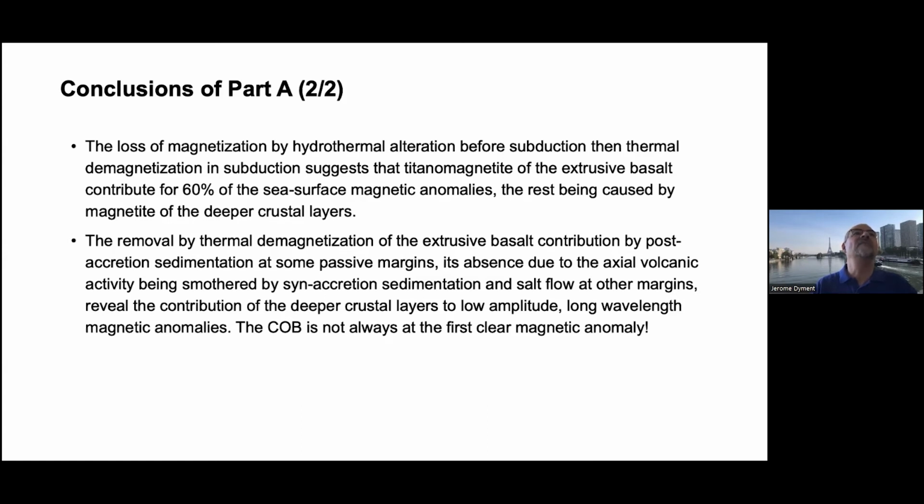And the removal by thermal demagnetization of the extrusive basalt contribution by post-accretion sedimentation at some passive margins, or its absence due to the axial volcanic activity being smothered by syn-accretion sedimentation and salt flow at other margins, reveals the contribution of the deeper crustal layers to low amplitude, long wavelength magnetic anomalies. And the COB, continental ocean boundary, is not always at the first clear magnetic anomaly.